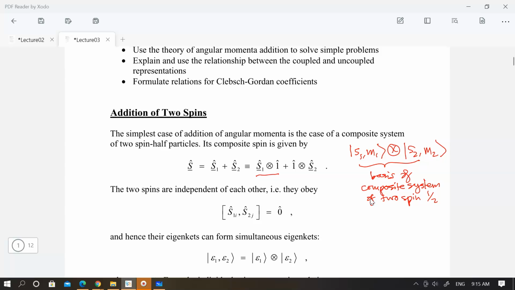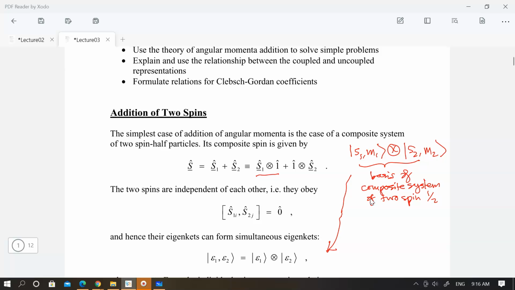So really, when it's written in this way, it's a shortcut for this notation. And we also require that they are independent of each other. That means we require the spin operators for each independent spin to commute with each other. Otherwise, if this is not 0, that means it's not independent, or there must be some kind of interaction between the two spins, which we will not consider at this point in time. And as I said just now, the basis of the composite system can now be written in this way.